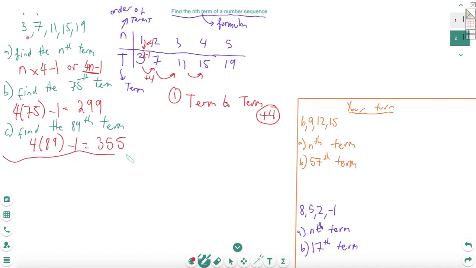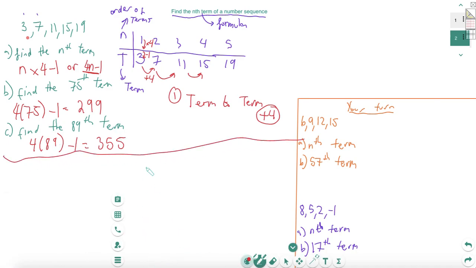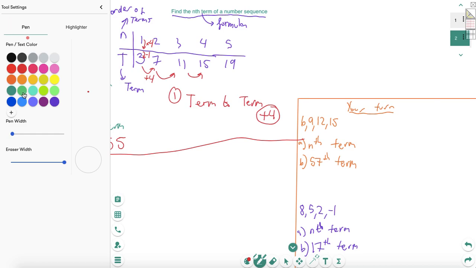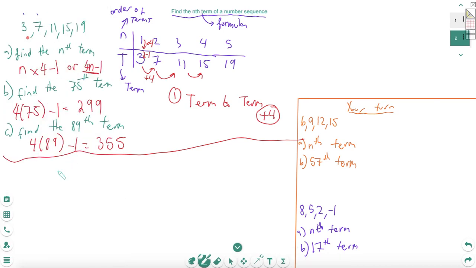Let me give you another example. We'll do an example going backwards: 7, 5, 3, 1. So let's find the nth term here. I'll draw my table out, nice and big, nice and clear. n, t. The first term is 7. The second term is 5. The third term is 3. The fourth term is 1.